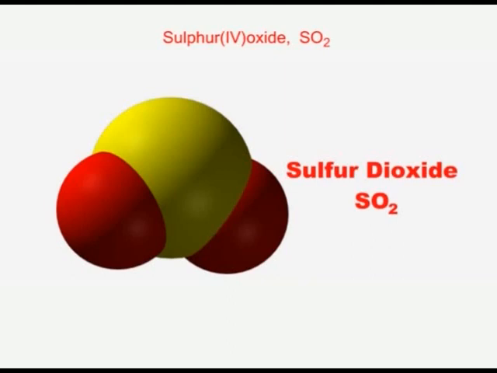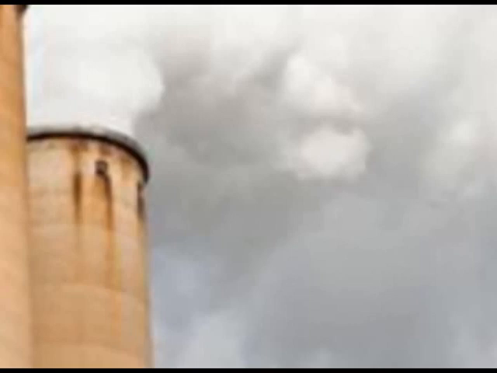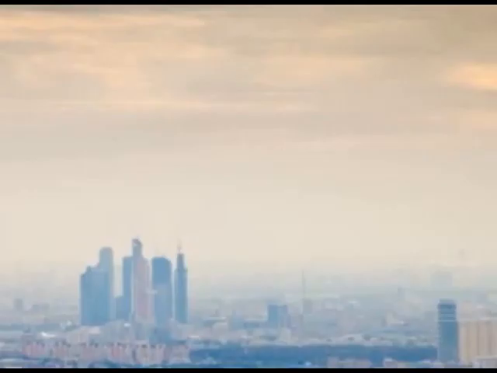Sulfur 4 oxide. Sulfur 4 oxide is commonly called sulfur dioxide and is a gas at room temperature. It is formed when sulfur burns in air. The gas is released in the atmosphere when sulfur-containing substances such as coal and oil are burned. For this reason, the air of industrial cities contains amounts of the gas.